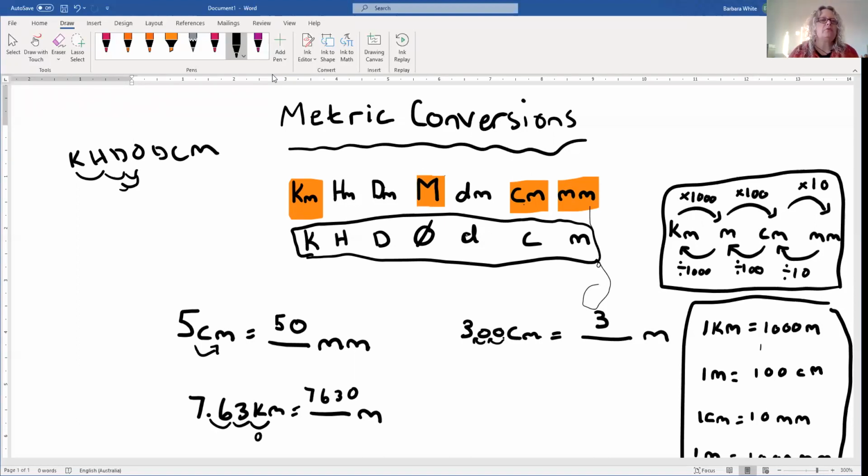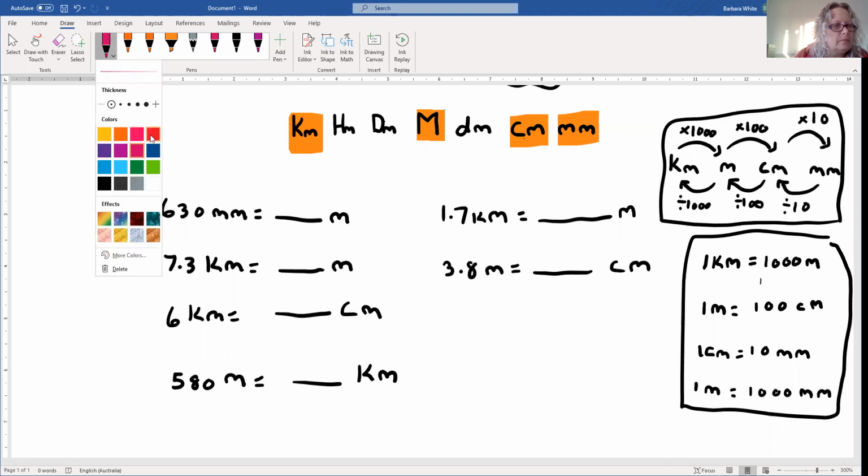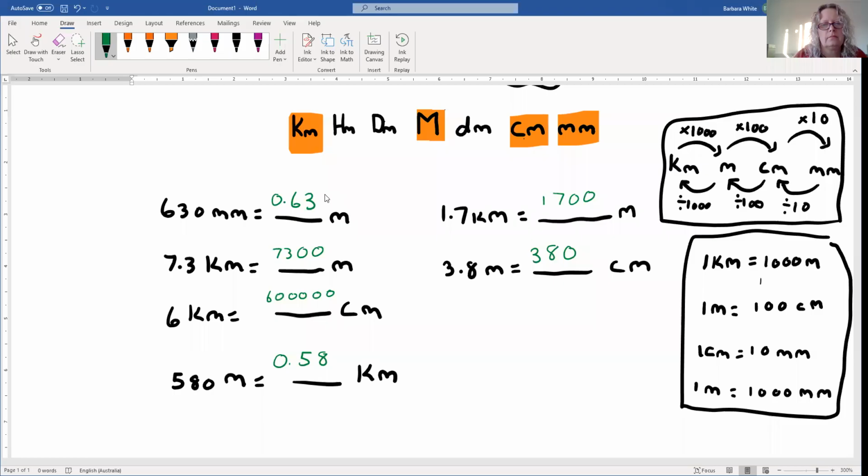Here are some examples for you to have a go at. Okay, so have a go at those ones, and we'll do the answers. And there's some answers for you. All right, go and convert some units.